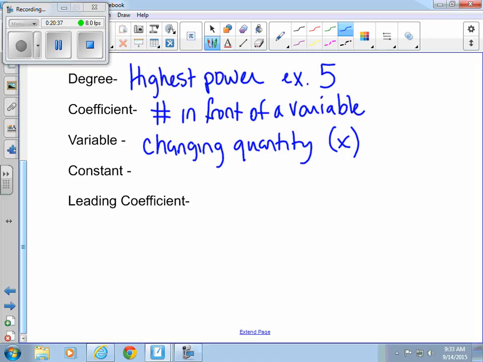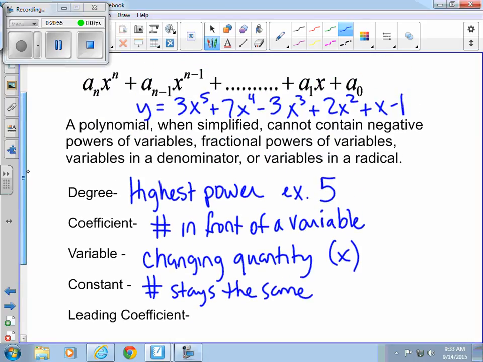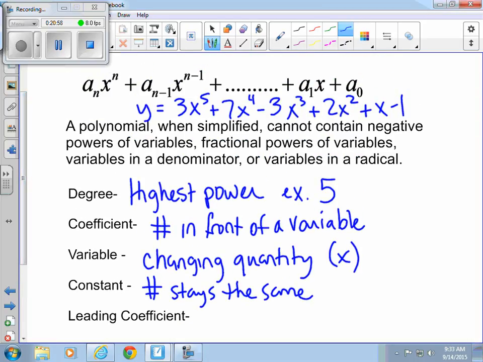A constant is a number that stays the same. It's just a number with no variable. In this problem, what is the constant? So the example I have up there, what is the constant? Negative 1 is the constant. It doesn't have a variable inside it. It's a number that's not going to change, and so that's a constant.